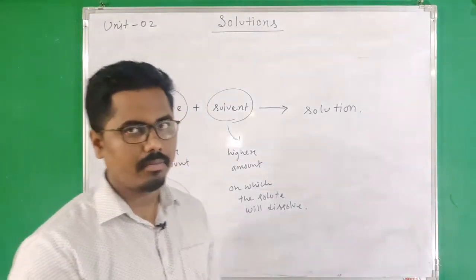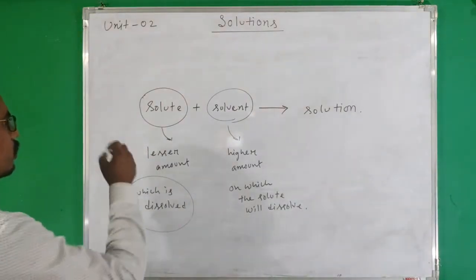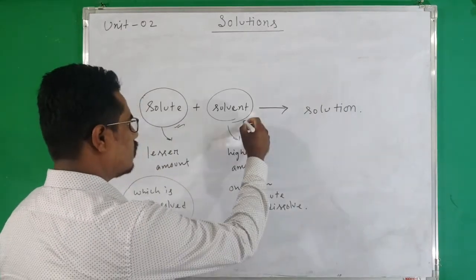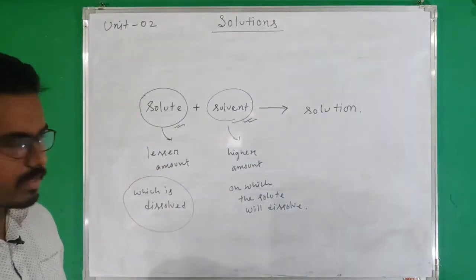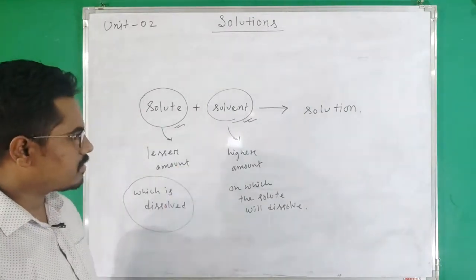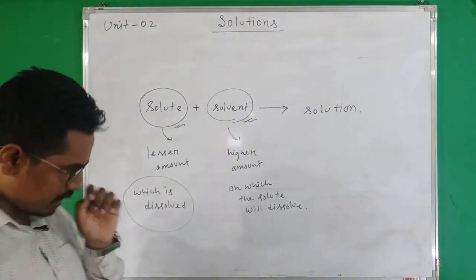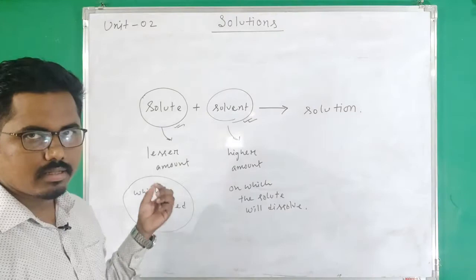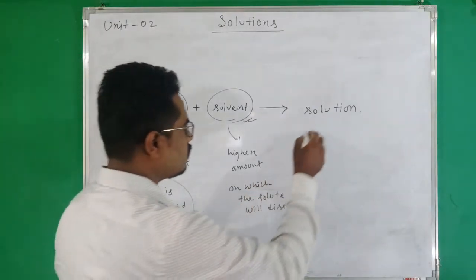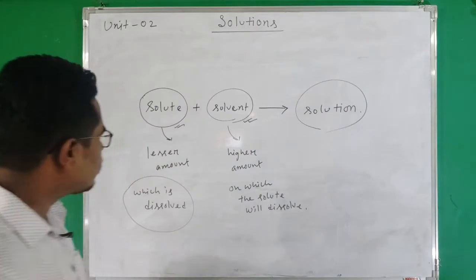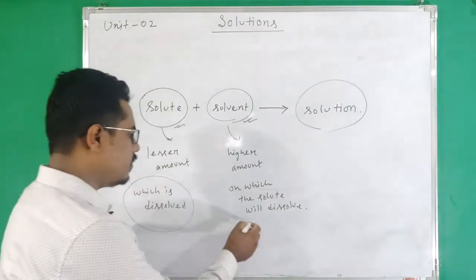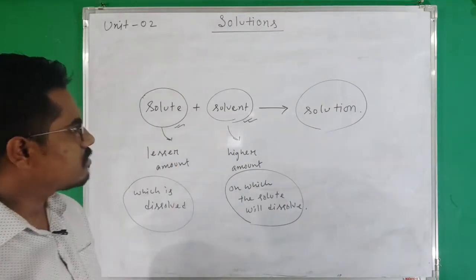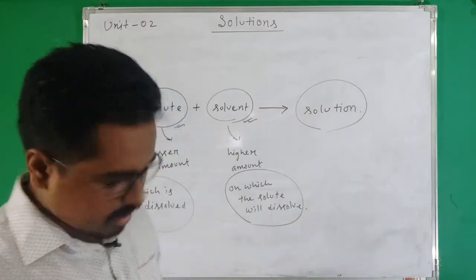More than two components may be present, but minimum two components is necessary. One component is called solute and the other component is called solvent. Generally solute is present in lesser amount and the solvent in higher amount. In other words, the component which is dissolved or disappears during the formation of the solution is known as solute, and the component in which the solute dissolves is known as solvent.